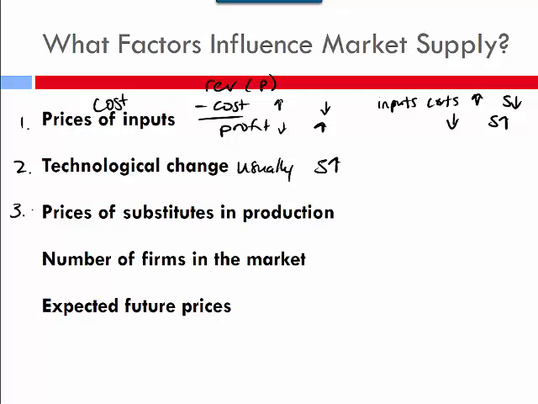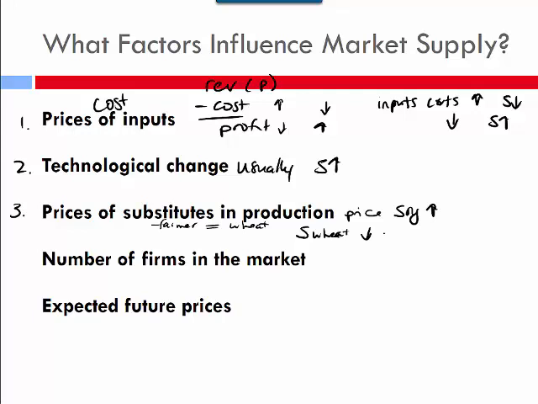Number 3 is price of substitutes in production. It sort of means whatever else you could be doing, all right? So let's say I am a farmer and I'm growing wheat. If I wasn't growing wheat, I could be growing soybeans, okay? So if the price of the alternate, if the price of soybeans goes up, that means I could probably be making more profit growing soybeans than wheat, and so therefore the supply of wheat will go down because I'll switch over to something I could be making more.